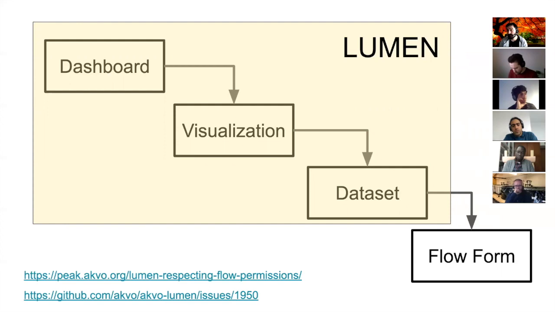And the idea here is that if you are able to see the Flow form on the bottom in Flow, then you should be able to see all the other objects in Lumen related to it. If you are not able to see the Flow form, then Lumen should not show you the datasets or the visualizations or the dashboards related to things that you are not able to see. Questions?